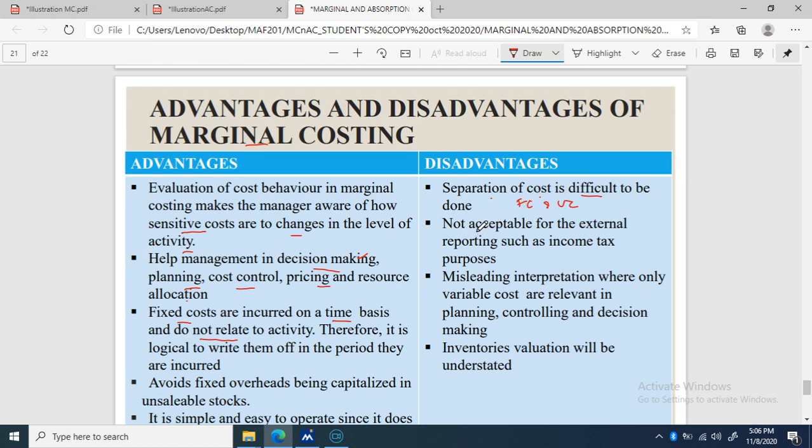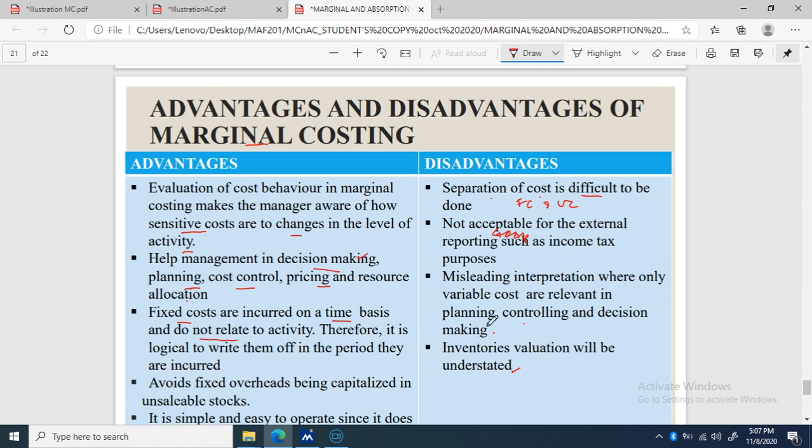And then this method is not acceptable for external reporting under GAAP, and also for income tax purposes. There can also be misleading interpretation, where only variable costs are seen as relevant to planning, control and decision making. When we focus more on marginal costs, sometimes it's misleading to interpret only variable costs as relevant. Inventory valuation will be understated because fixed production costs are not included. So these are the advantages and disadvantages of marginal costing.